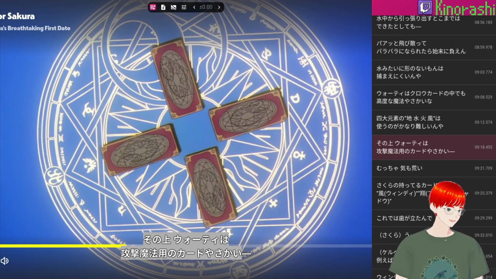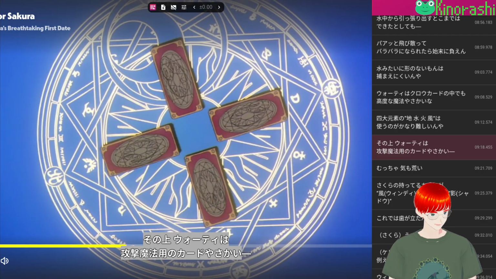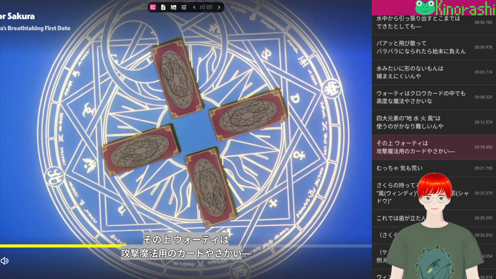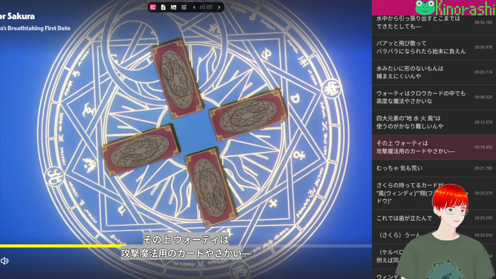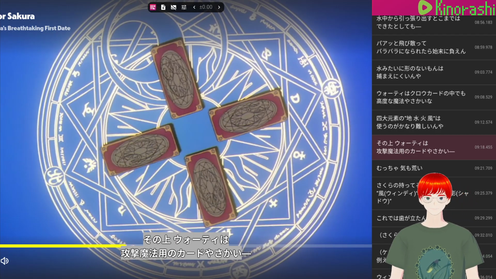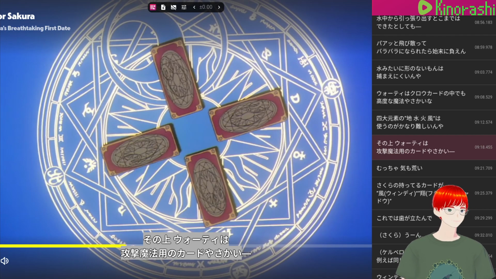Kogeki means attack, Maho means magic, Yo is a noun used for purpose. The structure of A Yo is a common grammatical pattern in Japanese where Yo is used to indicate purpose or intent. In this case, Kogeki Maho Yo means intended for attack magic, or for use with offensive magic. This construction is frequently used in contexts like equipment, tools, or spells designed specifically for a particular purpose.